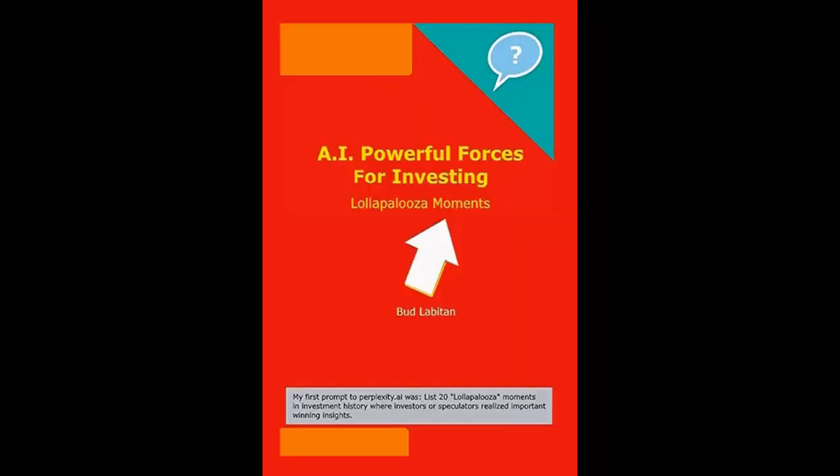AI Powerful Forces for Investing, Lollapalooza Moments. The newest book by Bud Labitan is a book about his use of Perplexity.ai to research and better understand the big insights of 20 successful investors, their Lollapalooza moments. The most powerful insights of these 20 investors have emerged from understanding both personal psychological tendencies and market-wide behavioral patterns. By recognizing that investors are their own worst enemies, as Graham noted, these strategists created frameworks to either compensate for or capitalize on inherent human biases in financial decision-making.